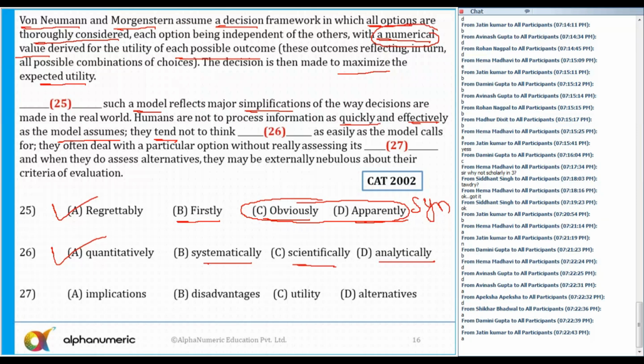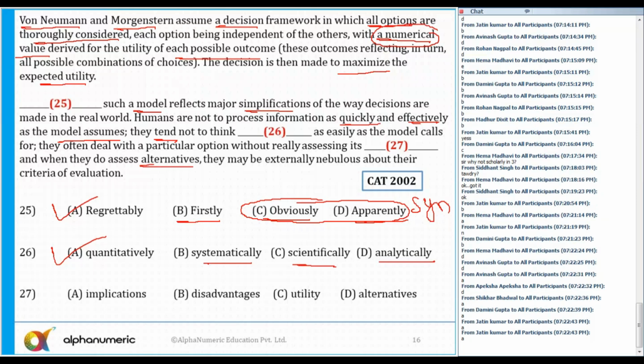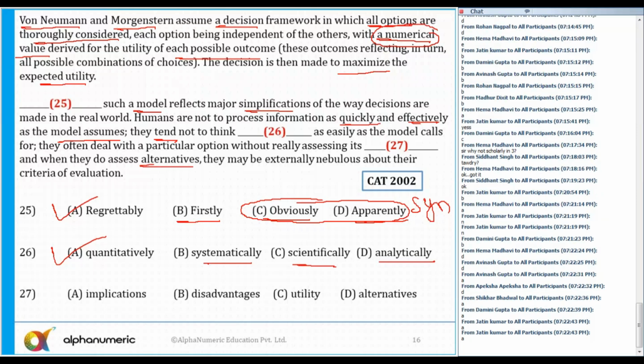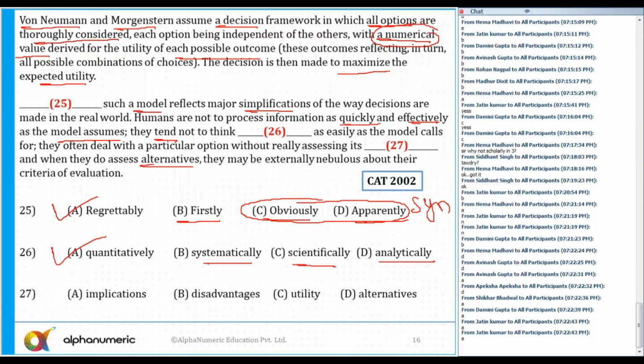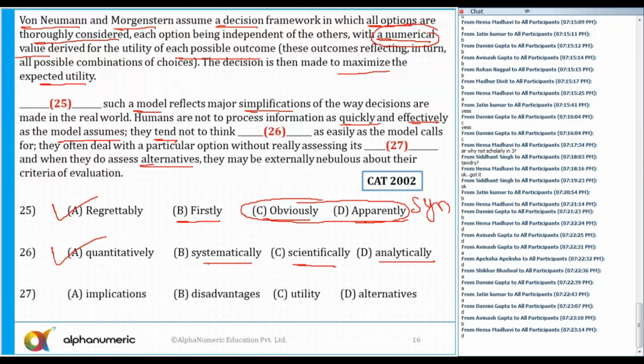They often deal with a particular option without really assessing its dash, and when they do assess alternatives, so it goes without saying that in the third blank, your answer is going to be when they do assess. No, not at disadvantages, Avinash. Abhi, he has told you the answer. Right now, he's told you the answer.